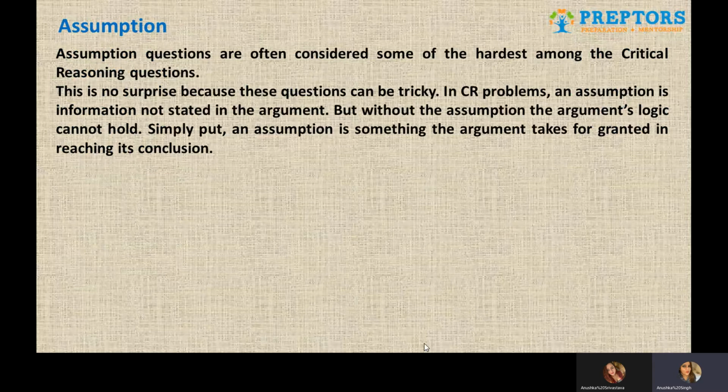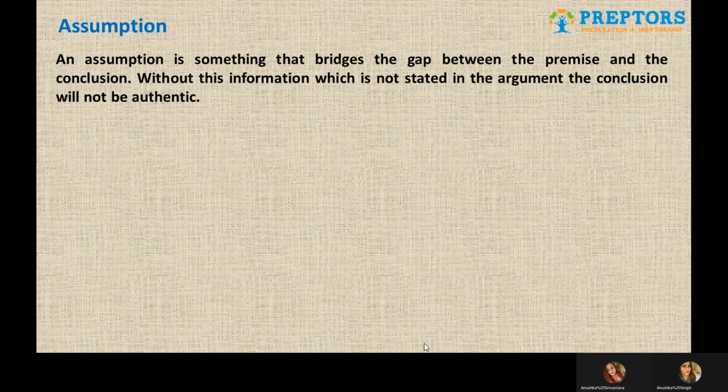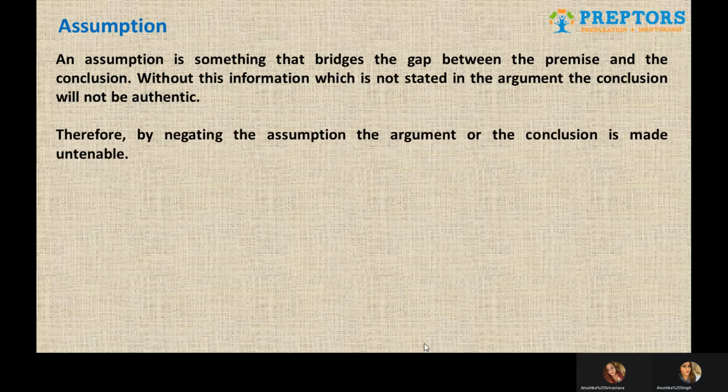So simply put, an assumption is something that the argument takes for granted in reaching its conclusion. An assumption is something that tries to bridge the gap between the premise and the conclusion. A premise is nothing but the data statement. Without the information that is given to me as an assumption, the fact stated in the argument will not be authentic or real. Therefore, when I negate the assumption, which means when I nullify or deny the assumption, then my whole argument or the given conclusion in the argument is made unattainable.